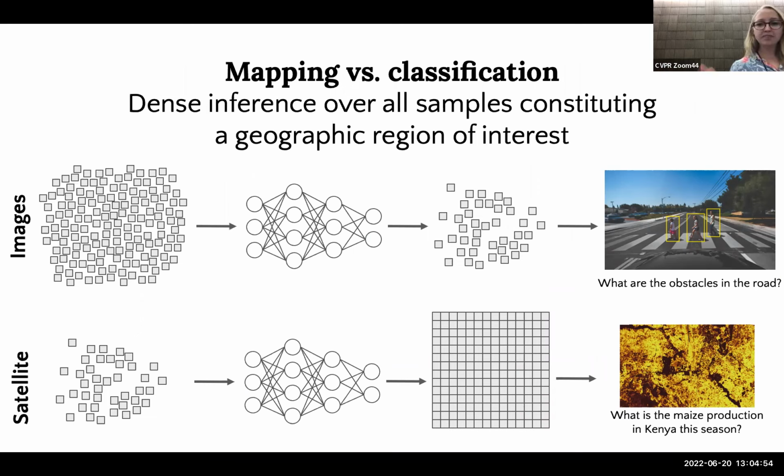So a key difference here is when I'm saying mapping versus classification. Again, with classification, we're generally looking at individual samples that are treated independently, whereas when we're talking about mapping, we're talking about stitching these outputs together to make the map, which is what people want to use in the end.